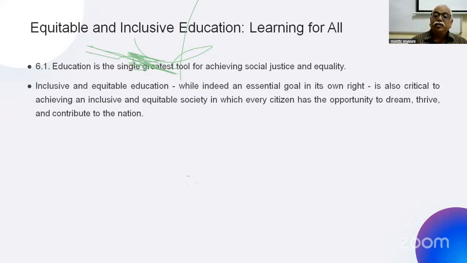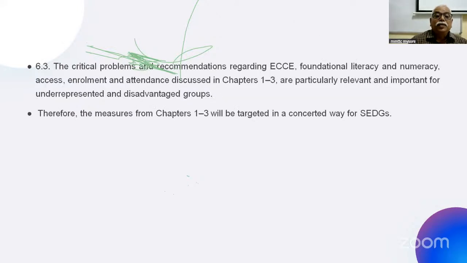Okay, so in that way they are saying how education becomes important and how education creates an inclusive society, and through that how we can prepare inclusive minded human beings and citizens of the country. So in that way they are giving importance to education and inclusive education. Okay, the next point talks about the critical problems and recommendations regarding early child education.